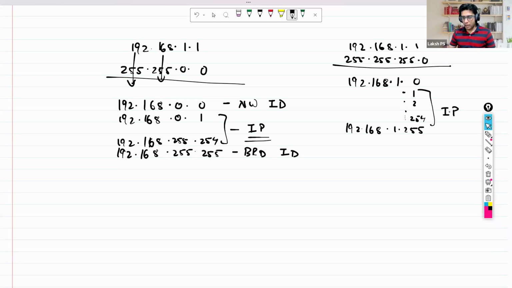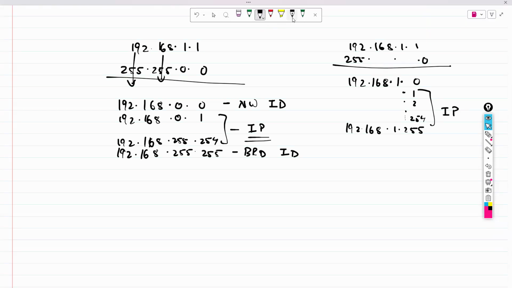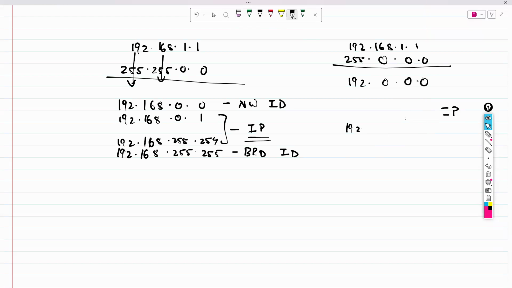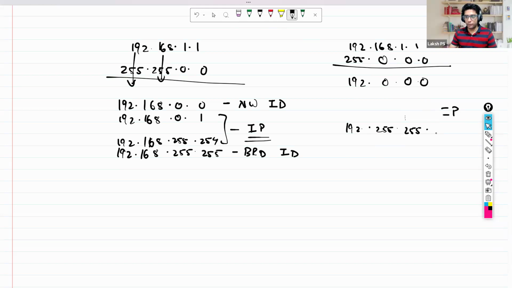Here we can put 255.0.0.0 also, it will work. Sorry, I did not understand. In this 192.168.1.1, the first time you took 255.255.0.0, the second one you took 255.255.255.0. Now if I use 255.0.0.0 that will also work. Yes, this will work. The network ID here is going to be 192.0.0.0.